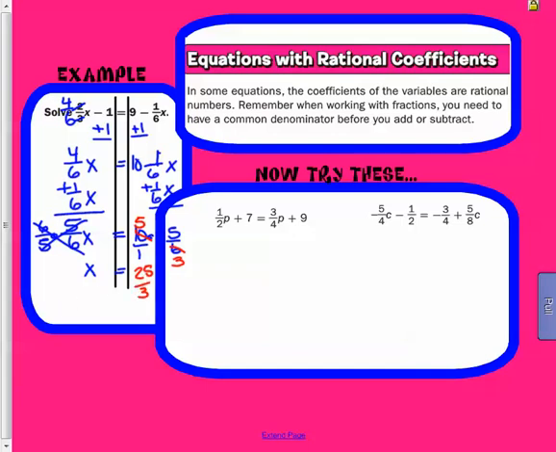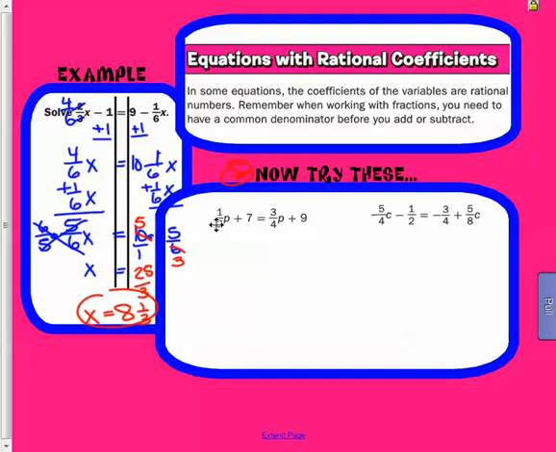So I've got to simplify that. How many times does 3 go into 25 evenly? 8 times with 1/3 left over. Go ahead and try these two for me right now, and I'll be back in just a second to show you what I did.